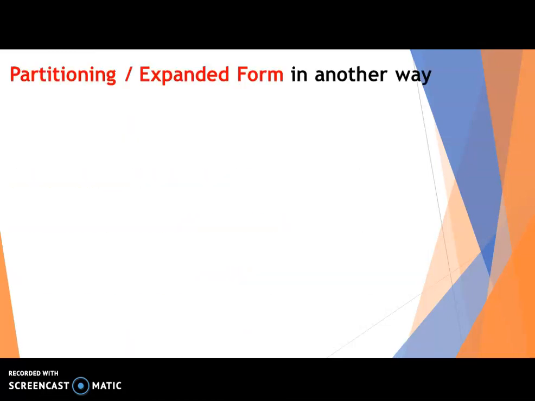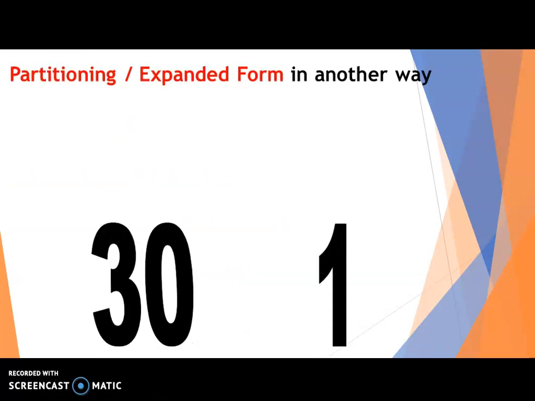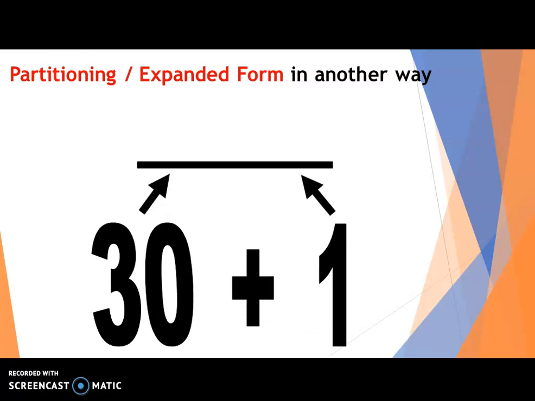Another way is still partitioning, but in another way. Okay, so we have there 30 plus 1. The expanded form was there already. So let's put together 30 plus 1 is equal to 31. The value of ones place is 1. And the value of the tens place, which is 3 tens, is 30. So put together 31. That is all about place value.